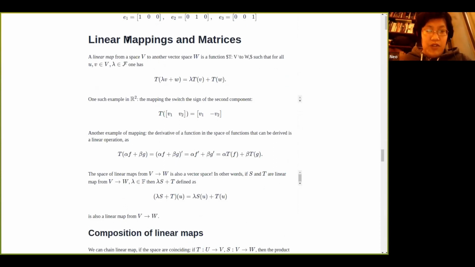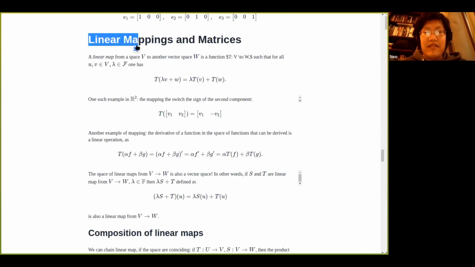Right? So once we have these spaces, the question is what can we do with them? Most of the time we're going to do transformations. And the kind of transformations that we want to study are called linear mappings.